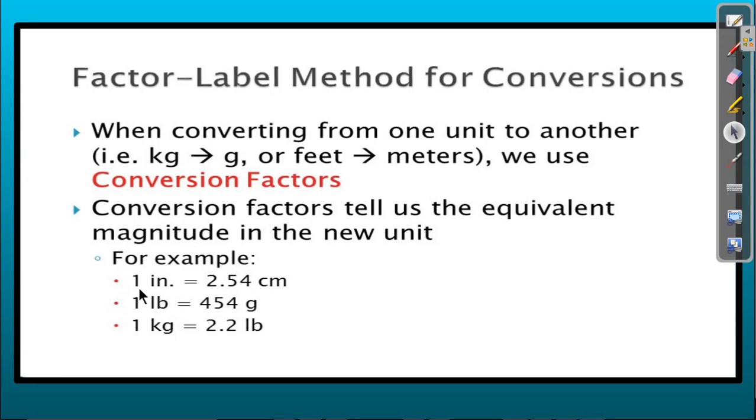Here you have a few of them. In 1 inch, we have 2.54 centimeters. That is a conversion factor. That's how they are related. In 1 pound, there are 454 grams. That's a conversion factor. That's how they are related. There are 1,000 grams in 1 kilogram. That's how they are related. That's the conversion factor. If you don't have the conversion factor, you cannot go from one unit to another.